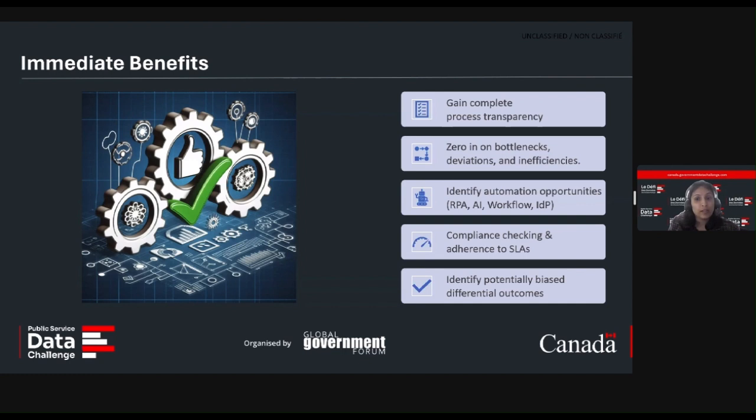Process mining helps organizations ensure compliance with regulations and standards by providing visibility into process adherence and identifying potential compliance issues. It also helps uncover variations in processes applied to different groups. It helps to mitigate biases and ensure equitable treatment across all demographics, fostering inclusivity and social responsibility.